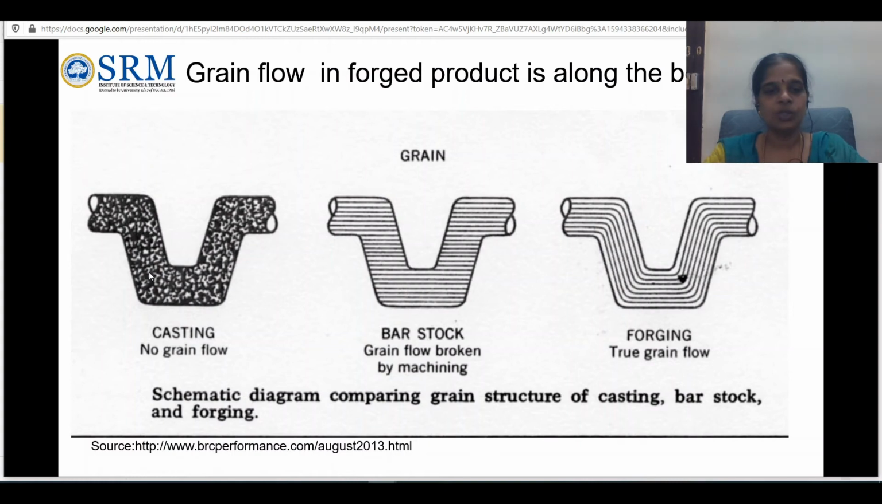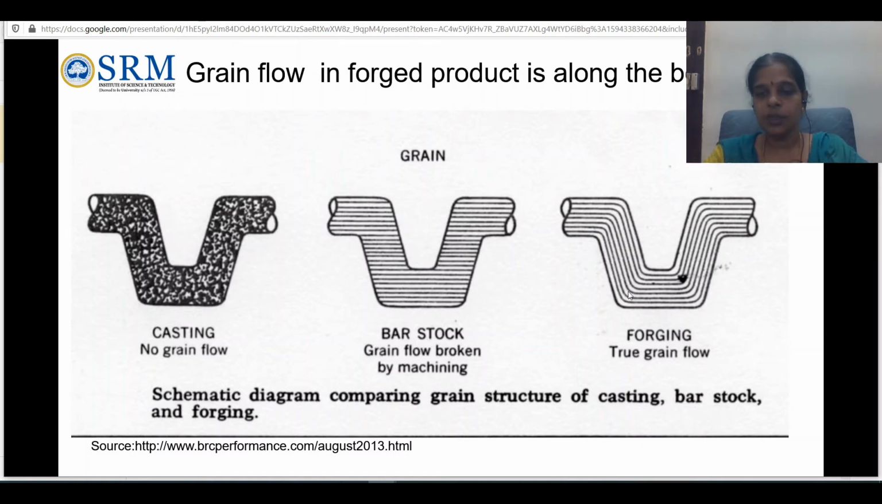That means there is no proper direction of grain flow, because in casting we prepare a mold, we take molten metal and pour it, so it starts solidifying. The new grains start forming randomly from the boundary, and so you get a randomized grain flow. Whereas if we take a machining process, we are just removing the unwanted material, and the flow lines are abruptly cut, and here there are chances for corrosion. Since the flow lines are cut, when it is exposed to the atmosphere, corrosion starts happening there.